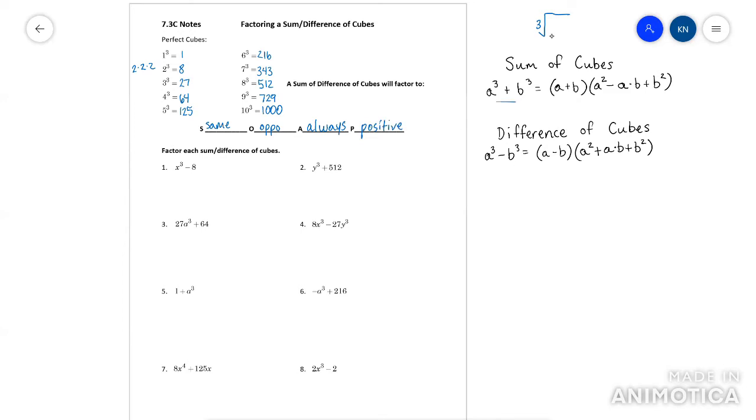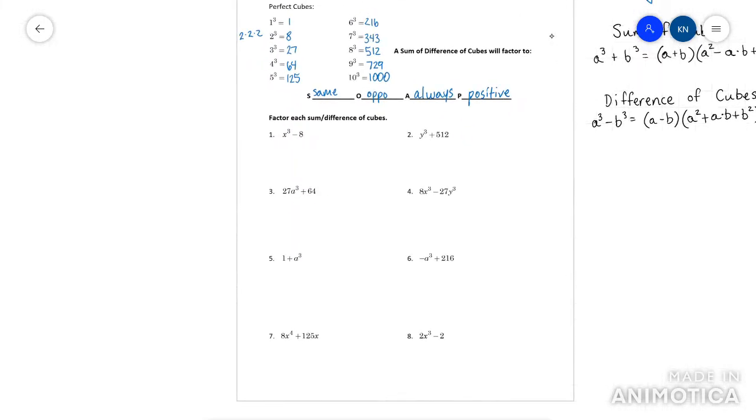Look at this one. It's a plus, so it's a sum of cubes. The signs go same, opposite, and then this one's always positive, always a plus. You can memorize that if you want. Your teacher might make you, but most teachers will give you the equation. Anyways, let's go ahead and start factoring.